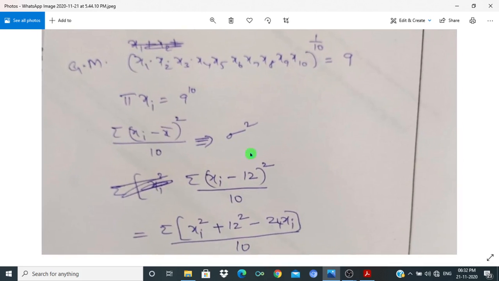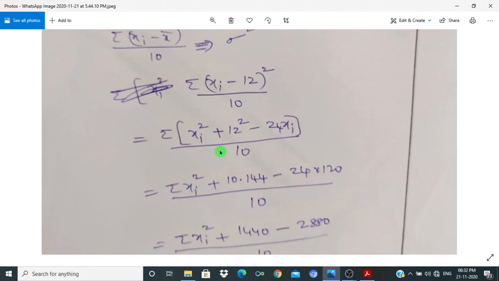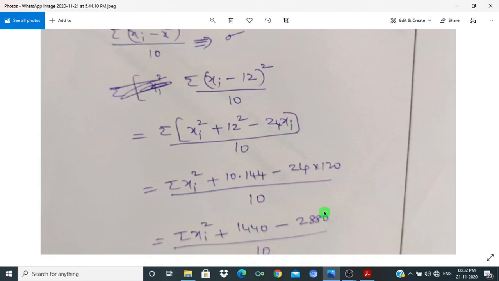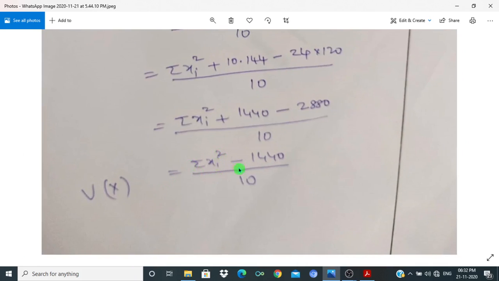We know that the formula for sigma square, variance, is summation xi minus x bar whole square by 10. Here x bar is 12. Summation xi square minus 12 square minus 24 xi by 10. Okay, variance of x is equal to summation xi square minus 1440 by 10. How can they decide variance of x is equal to 63? You take this as an assignment.